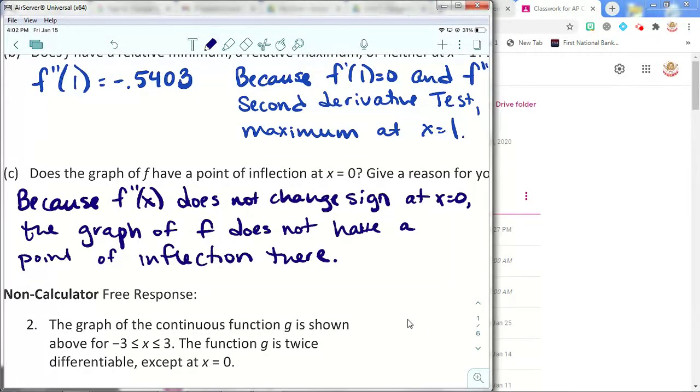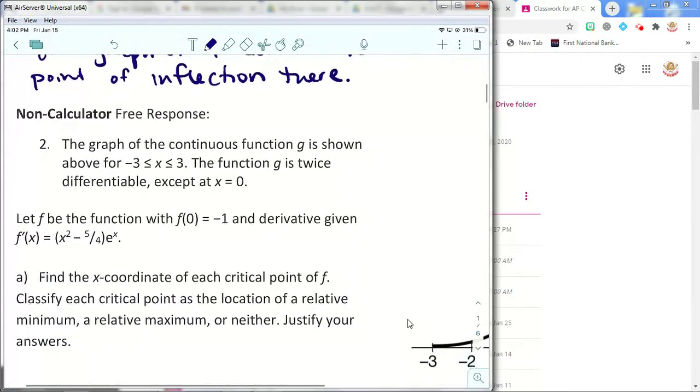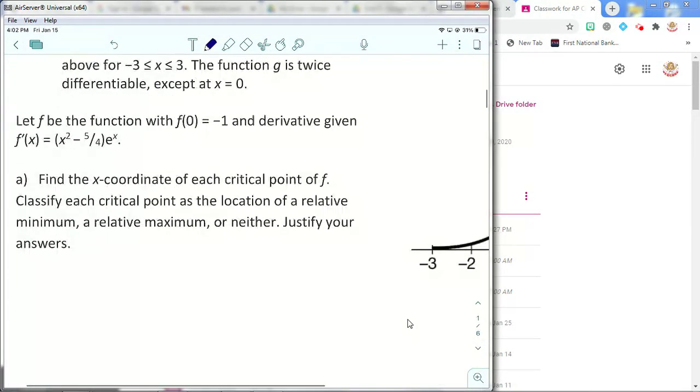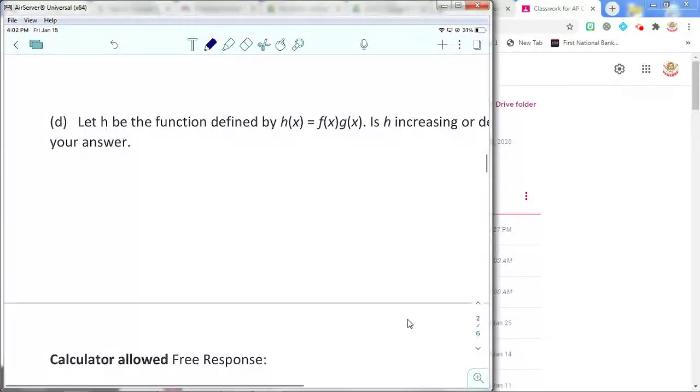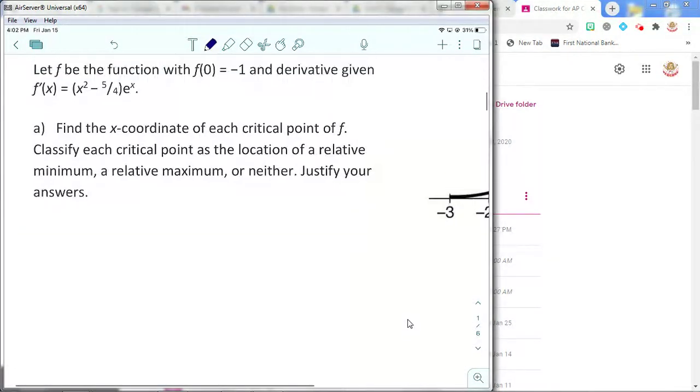All right. So the next one is non-calculator. You'll have one calculator question for you to do on your own, and then all the rest of the questions are non-calculator for your test.